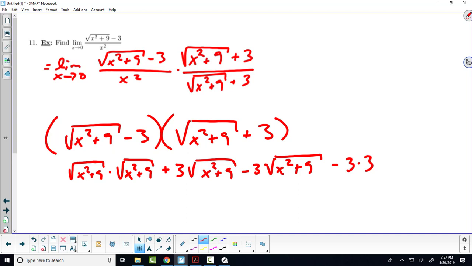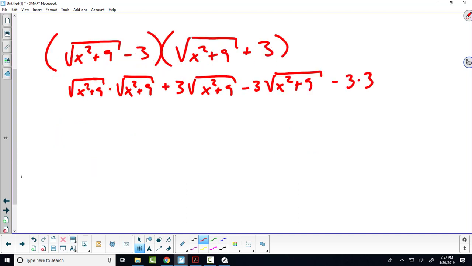Why on earth did I do this? I wanted to get rid of the square root. What is the square root of something times the square root of that same expression? It is just that expression. So this leaves me with x squared plus 9 right there for simplifying this expression. Any questions on that?